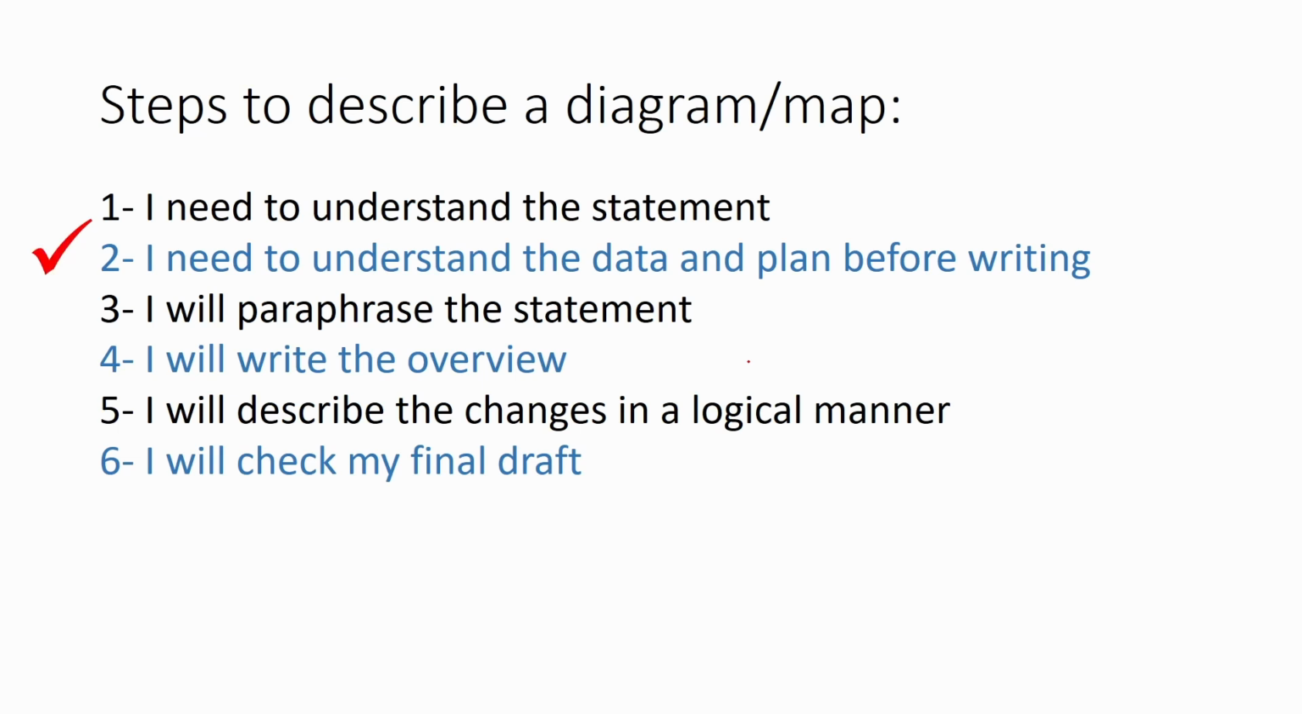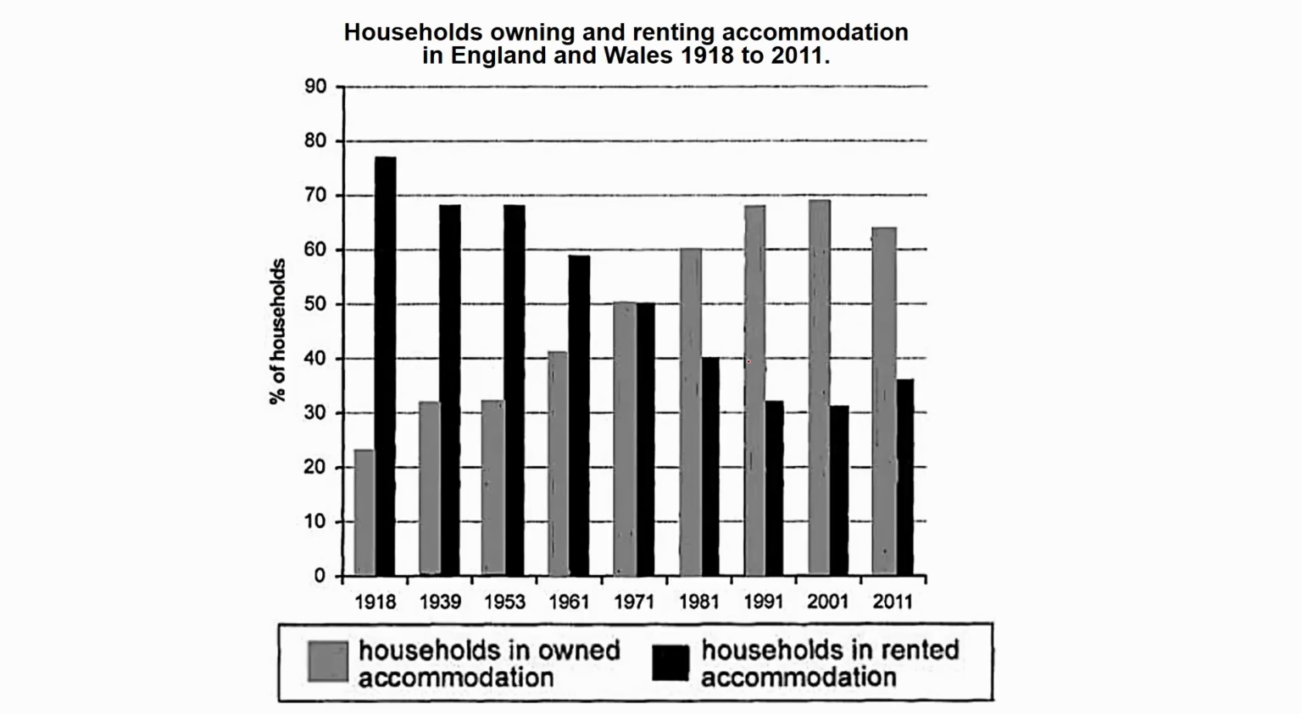All right, let's continue. The second step, to understand the data and plan before writing. So let's look at it together. We have households in owned accommodation in gray color and households in rented accommodation in black. As you can see here, we have the percentages, and here we have the period or the years, right? So it shows change over time, which means we have a dynamic chart, and we need to use the language of change, right? Okay, at this stage, we don't think too much about vocabulary. Just simply say up, down to know the changes.